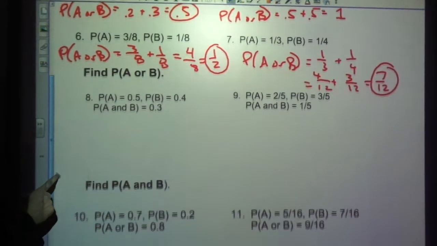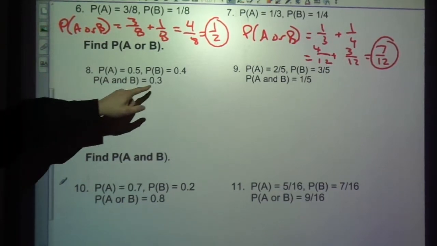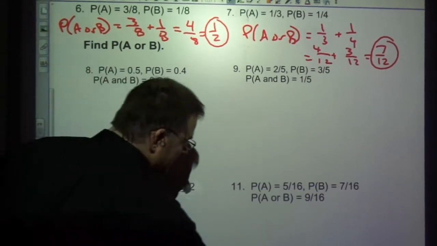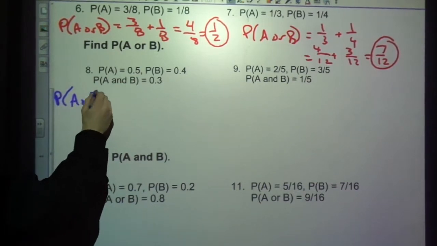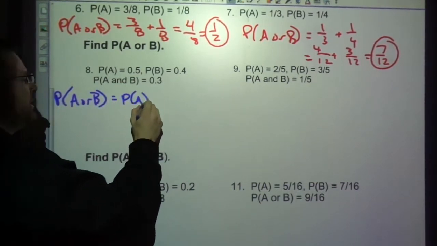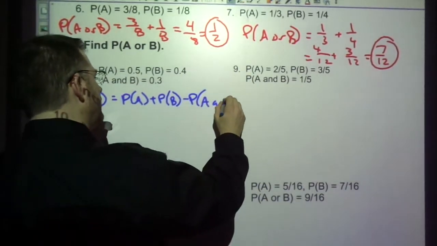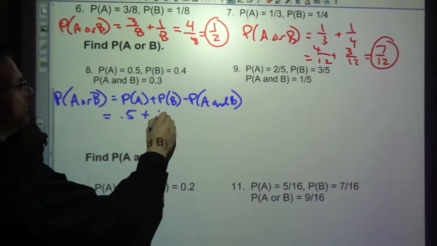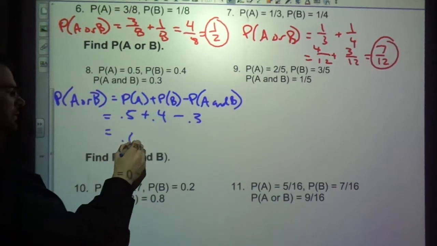Okay? Here we're not being told if they're mutually exclusive. They just want us to find A or B. But they give us an overlap, so that tells us that they are not mutually exclusive. There is an overlap. We're going to have to subtract said overlap. So A or B will equal probability of A plus probability of B minus the overlap. So that's going to be 0.5 plus 0.4 minus 0.3, 0.9, 0.6.